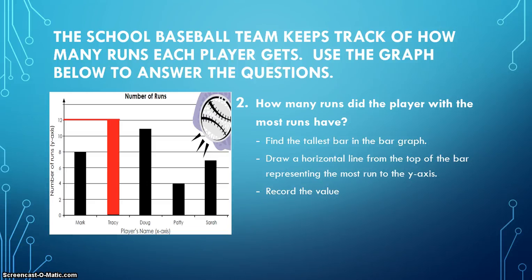Now that we know that, we're going to record our value. Tracy hit 12 runs. So now we know our answer is 12. This one wanted to know the most number of runs. So we found the tallest bar, which happened to be Tracy's. And then we just drew our line over to the y-axis to figure out what that bar represents. In this case, 12 runs.